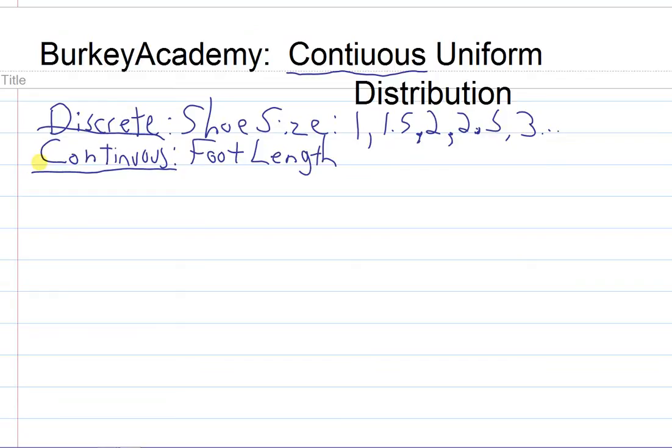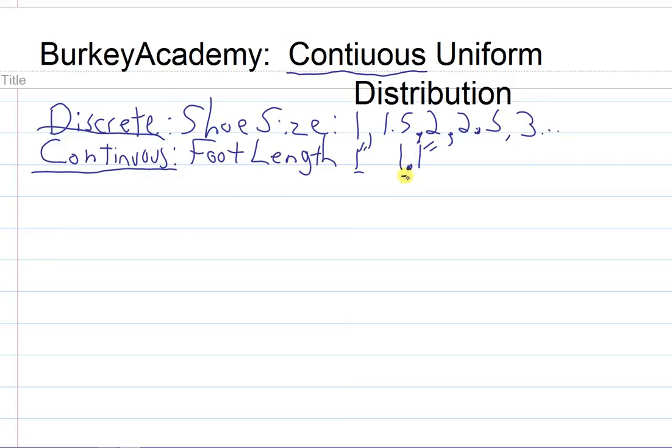Well, maybe the smallest a person's foot could be might be 1 inch. Okay, suppose that's the smallest. Now let's list the next possible foot length. Well, let's suppose the next possible foot length might be 1.1 inches. There's a problem with what we just did. That's not the next possible length. There is no next possible length.